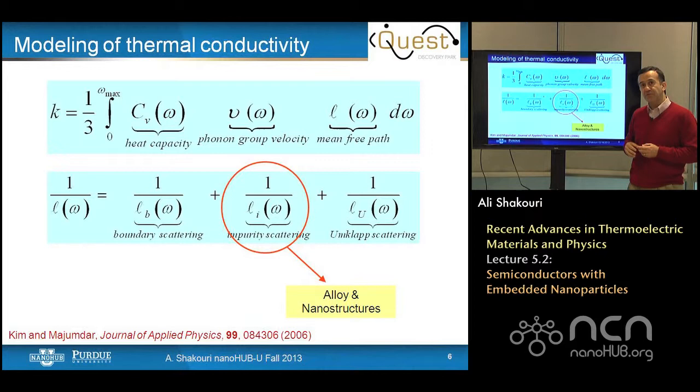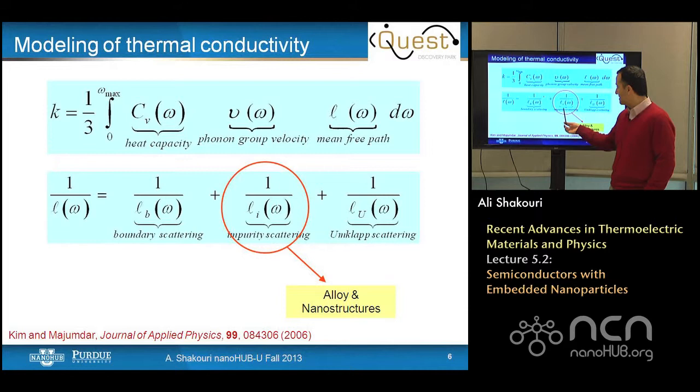Again, it's very interesting. If you take this formalism, which is the conventional way of calculating thermal conductivity, and represent it as a type of Landauer formalism, then you can see the analogy between electrons and phonons. So what is different is the phonon mean free path now has three components: boundary scattering, impurity scattering, and umklapp scattering, phonon-phonon scattering. And this is the new term. When you have nanoparticles 2 to 3 nanometer, you need to calculate this more accurately.